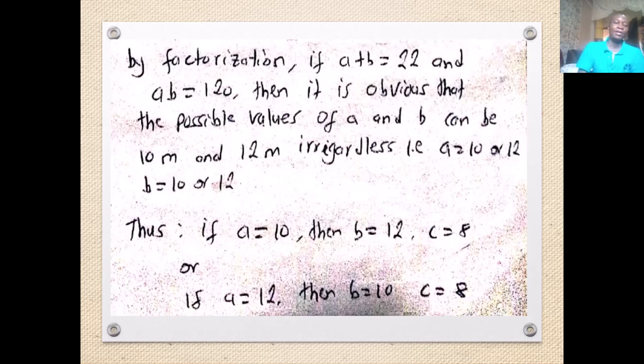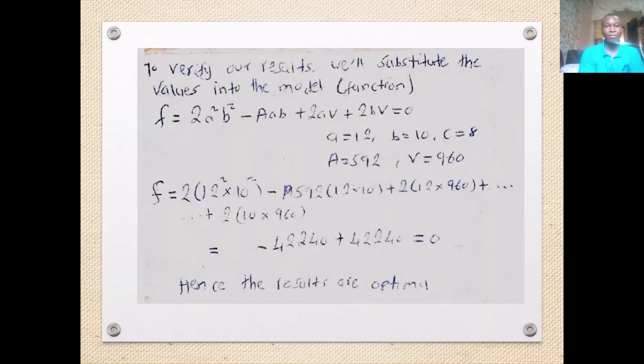That means if A is going to be 10 meters, then B is going to be 12. C is going to be constant 8, as we were given by the management of the growing company. Or we can choose to take A as 12 meters, then B is going to be 10, and C is going to be constant, maintained at 8, because the company management resolved that the height of this building must be 8 meters. So C, which is the height, is going to be maintained as constant. So those are the possible measurements of this kind of building that the company wishes to build.